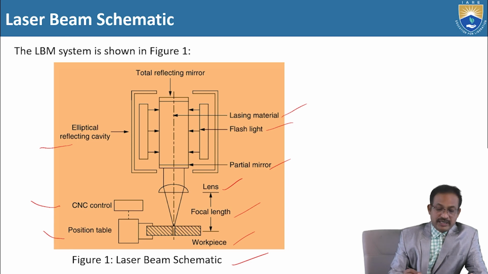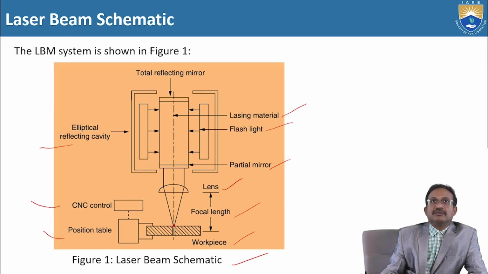Here this is a spot from the laser. Like electron beam machining, laser beam machining also points on the workpiece at one spot.